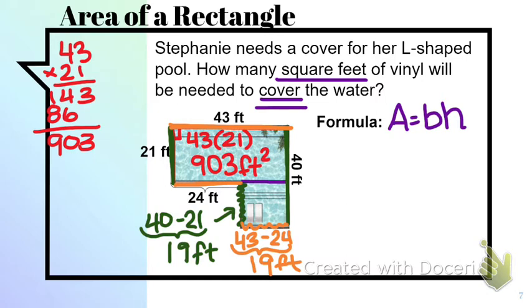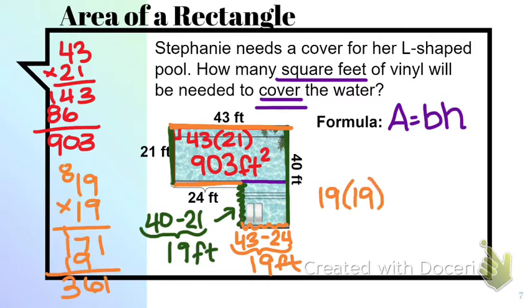So if I'm sticking with my formula, area equals base times height, then I need to do the substitution of area equals 19 times 19. Go ahead and work that out. Hopefully you got 361 for the area of our square, and that is 361 feet squared. If you had room, you could pop it in, or I'm just actually going to use an arrow to show that that's the area.